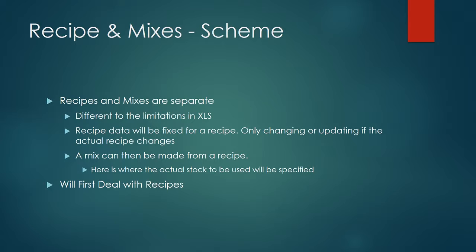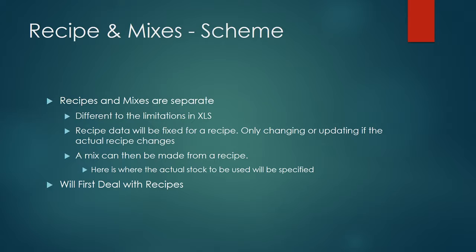Then what will happen is when we want to make an actual mix, we go to the recipe and we say, make a mix of that recipe. And that's where we will decide which bottles or ingredients to use. Nothing else is really going to change in the mix. It's literally going to be the point at which we can say the date that we created the mix, how much of it we made, and which bottles of ingredients we used, so that the amounts of those ingredients can be deducted from the stock.